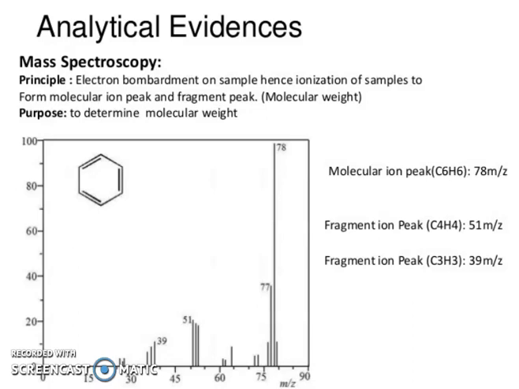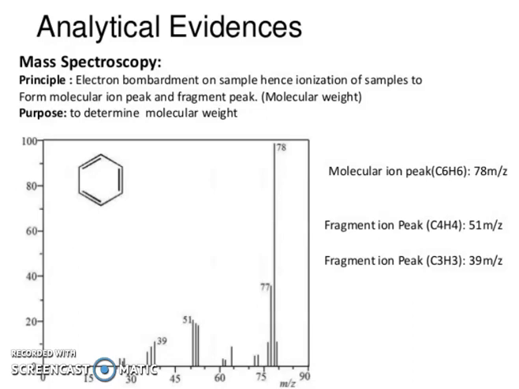So mass spectroscopy, what is the principle? Electron bombardment on the sample, hence ionization of the sample to form molecular ion peak and fragment peaks. You can see the molecular weight. So the purpose is to determine the molecular weight.